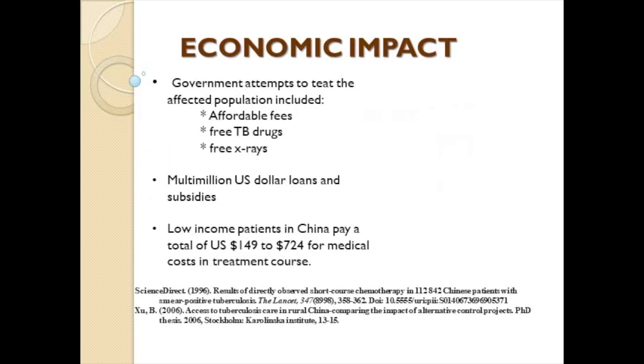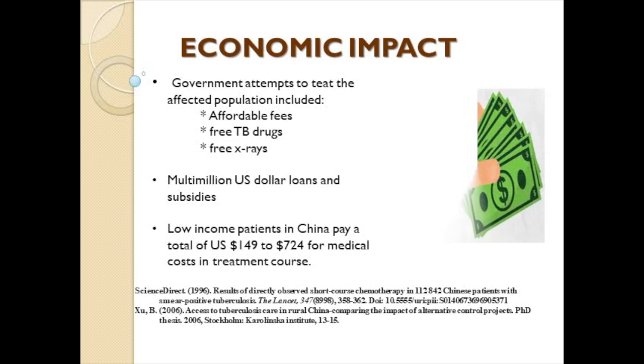Economic impact. Reported attempts by the Chinese government to treat its affected population included making fees for treatment more affordable, as well as providing free tuberculosis drugs and x-rays for new patients. Unfortunately, this led to a multi-million-dollar debt in loans and subsidies. A study showed that low-income patients in China pay a total of $149 to $724 for medical costs and treatment for drug-resistant tuberculosis.